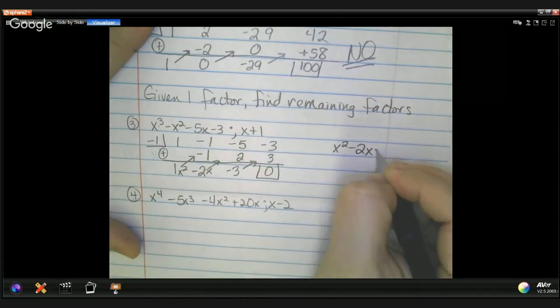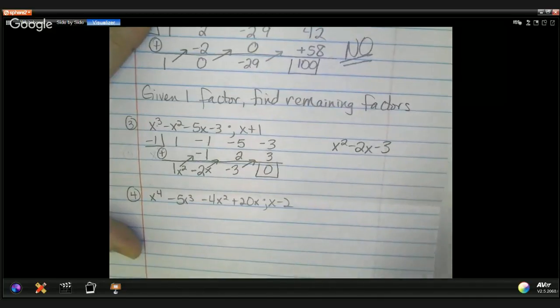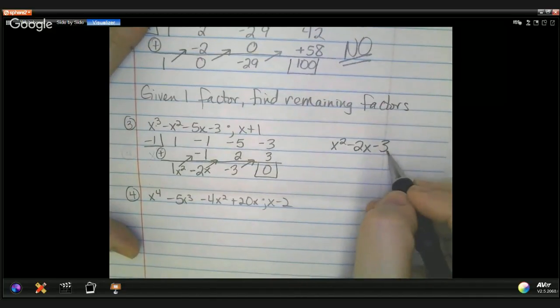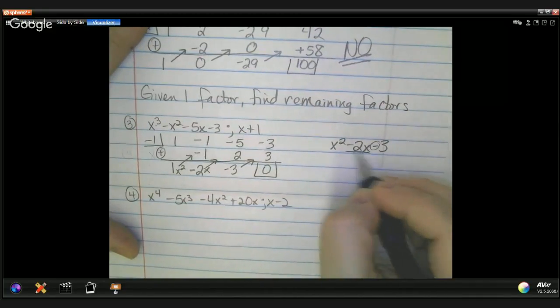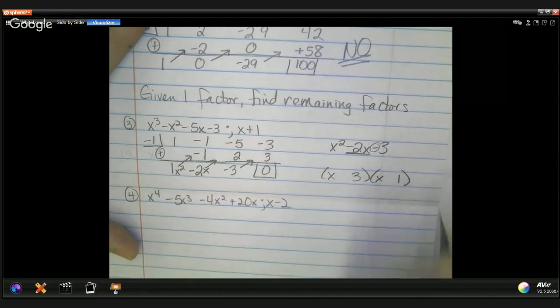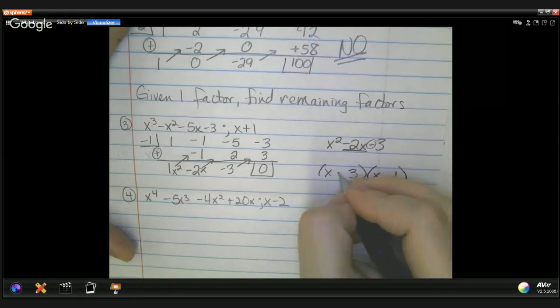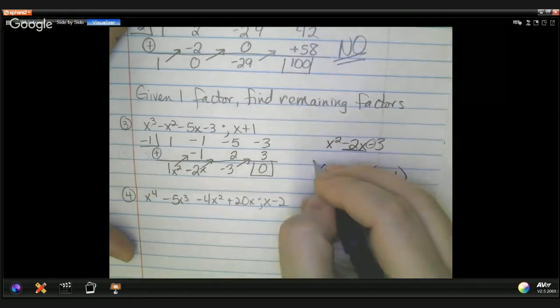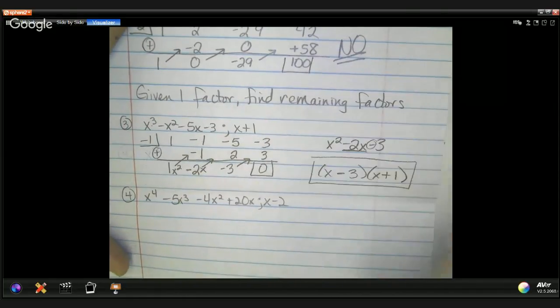And now that's a trinomial. And remember, trinomials, you factor: what times what is 3, subtracts to give you 2? Well, that's 3 and 1. And the only way I can get a negative 2 is if I have a negative 3 and a positive 1. So there are the remaining factors for number 3.